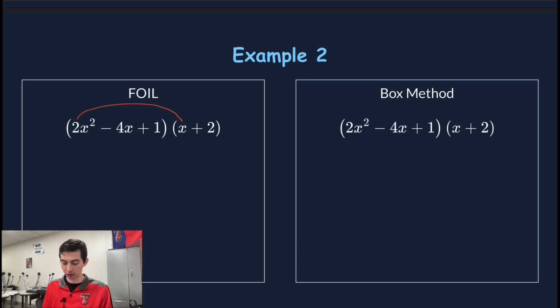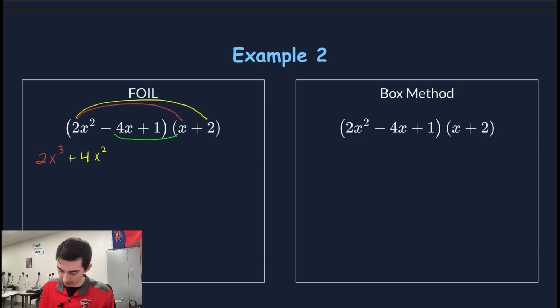So first we have 2x squared times x, which is going to give me 2x to the 3 after I add those exponents. Then I've got 2x squared times 2. I can multiply the coefficients this time to get 4x squared. Now I can take my negative 4x and multiply it to my x to get negative 4x squared. And now I can take my negative 4x times my 2 to get negative 8x.